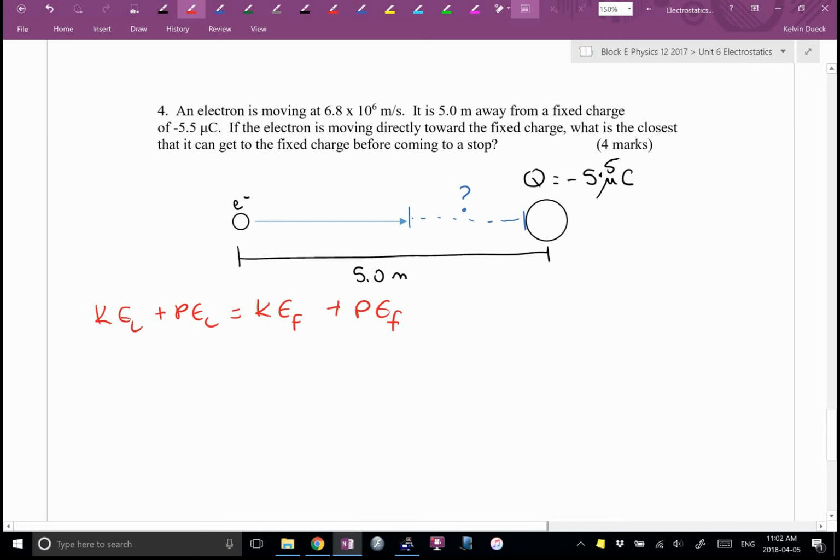Are any of these 0? Well, it says we're going to come to a stop. Are any potential energies 0? Are we starting at infinity or ending at infinity? No. Would be nice. So I'm going to get this.